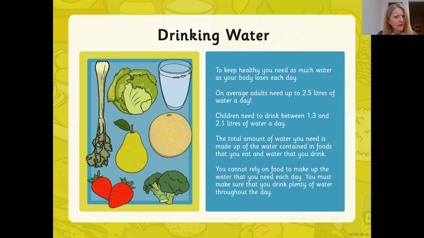So again, remember that water can come from foods. It doesn't just need to come from a glass of water, but it also can come from a glass of fruit juice. The total amount of water you need is made up of the water contained in foods that you eat and the water that you drink. You cannot rely on food to make up the water that you need each day. You must make sure that you're drinking as well. Okay, and on the left-hand side, there are some foods there which do contain a lot of water. But remember to drink water as well during the day.